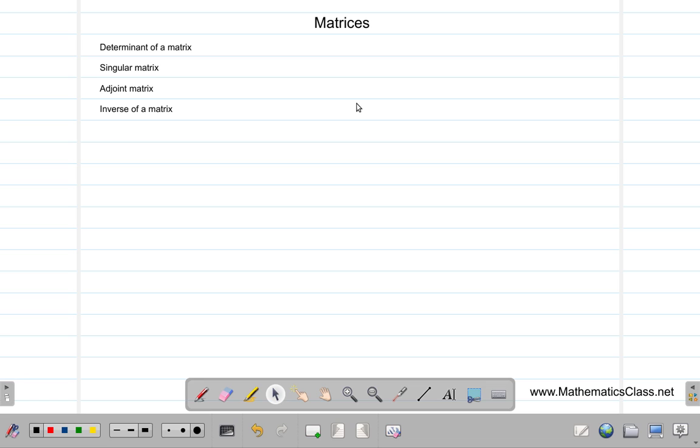we want to look at a few things here. We'll look at these without proof. We're going to use the algorithms and the formulas to work these out right now. Proofs can be dealt with in further mathematics studies, but for now, we look at the determinant of a matrix, the singular matrix, the adjoint matrix, and the inverse of a matrix. So, let's go.